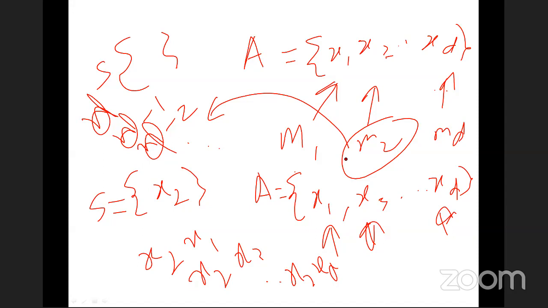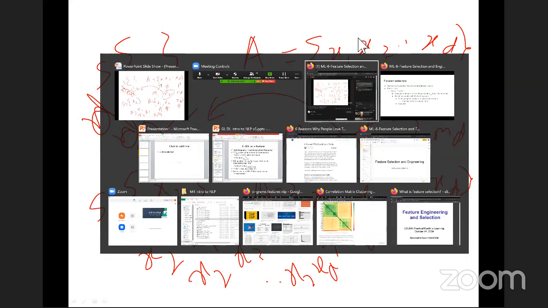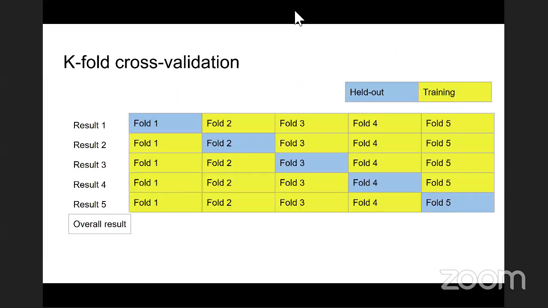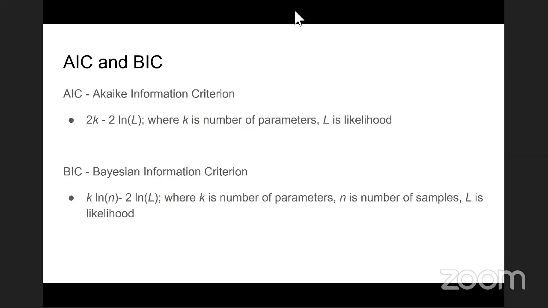Sir, could you please go over AIC and BIC once again? Yeah. AIC and BIC are basically information criteria. Basically what they say is that a feature that gives you good likelihood is good. So these are like negative features in some sense. Your likelihood, if it is high, then it is a good feature.